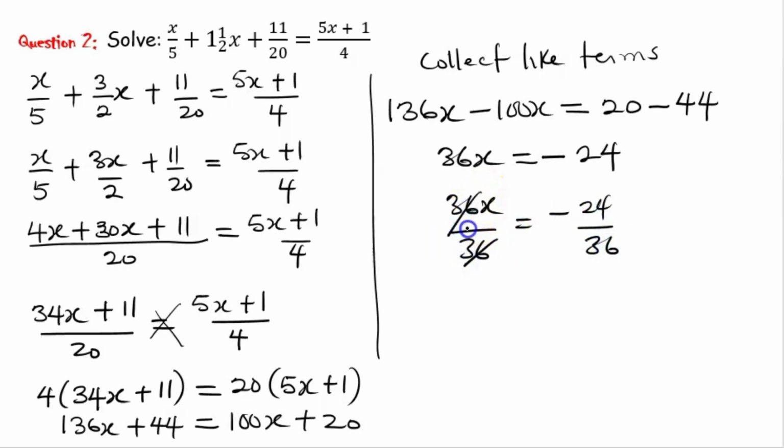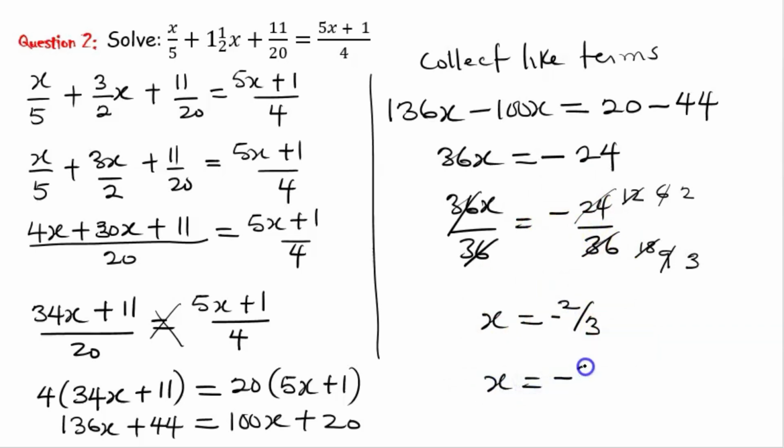So this takes care of this. So let's see. Okay, let's try 2 first. 2 in 24 is 12, 2 in 36 is 18. So 2 can still go. 2 in 18 is 9, 2 in 12 is 6. You see, 3 can still go. 3 in 9 is 3, 3 in 6 is 2. All right. So we have x is equal to 2 over 3, negative. Don't forget this negative sign that was there. So finally, we have x equal to negative 2 over 3 as our final answer.